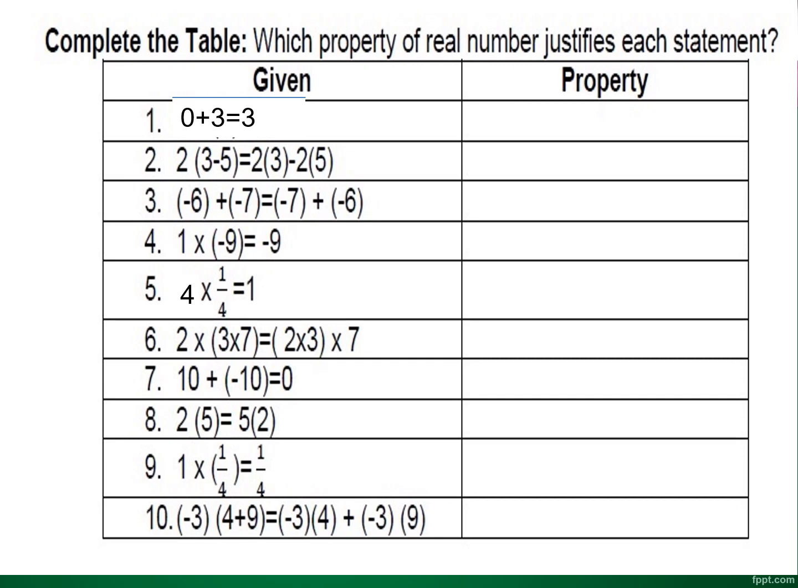How about for number 10? Negative 3 times the quantity of 4 plus negative 9 equals to negative 3 times 4 plus negative 3 times negative 9. So, ano yung sagot natin dyan? Dito, nasa labas yung 3, tapos dito naman magka-partner na yung 3 and 4, tapos 3 and 9. Mapapansin natin? Yes, very good. It is a distributive property over addition. Ayan, kasi po nag-add tayo. So, that's it. Very good.